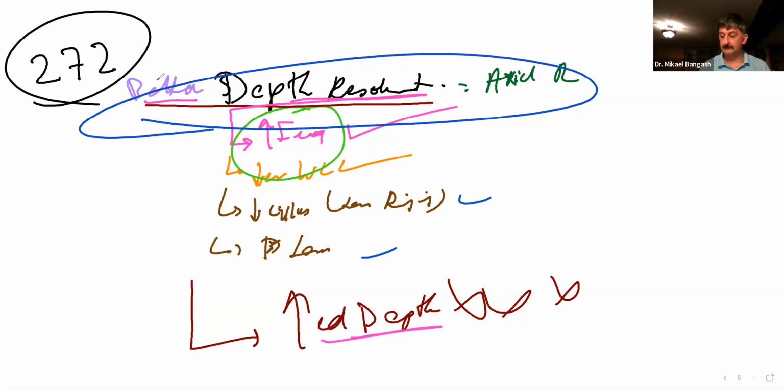Did you girls get that? Yes. So in this question, all of the options will actually give you a better depth resolution.